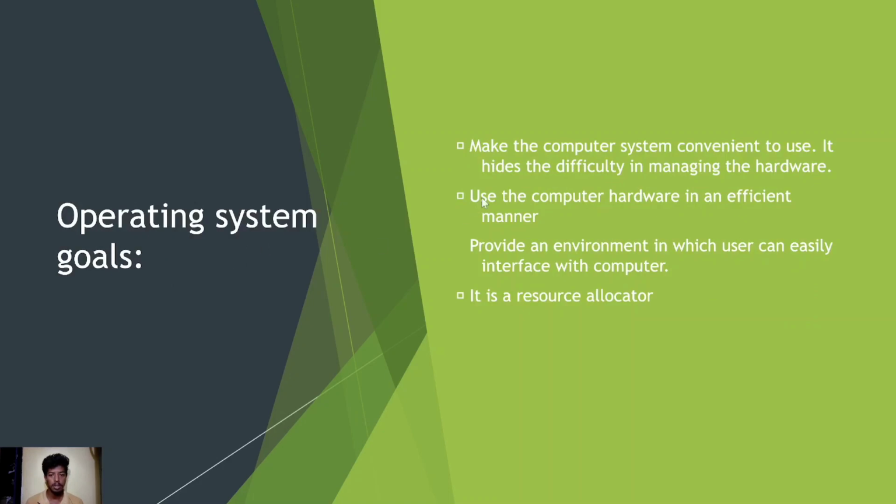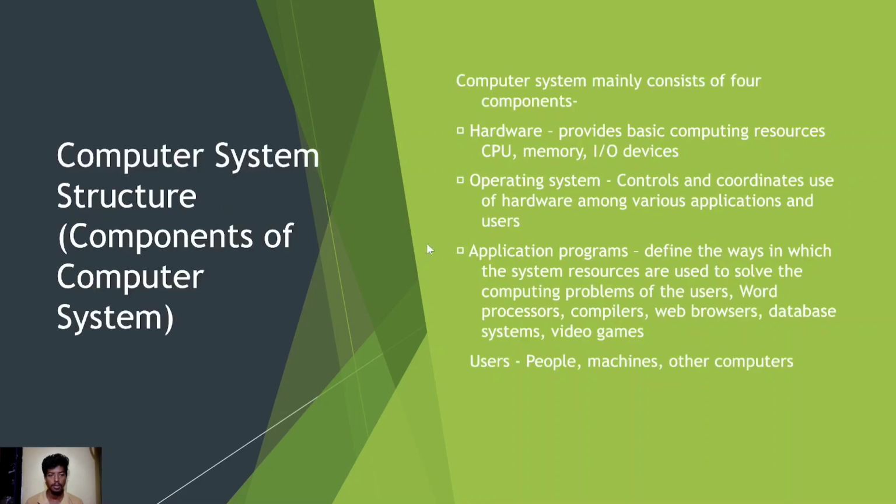Operating system goals. Make the computer system convenient to use. It hides the difficulty in managing the hardware. Use the computer hardware in an efficient manner. Provide an environment in which the user can easily interface with the computer. It is a resource allocator.